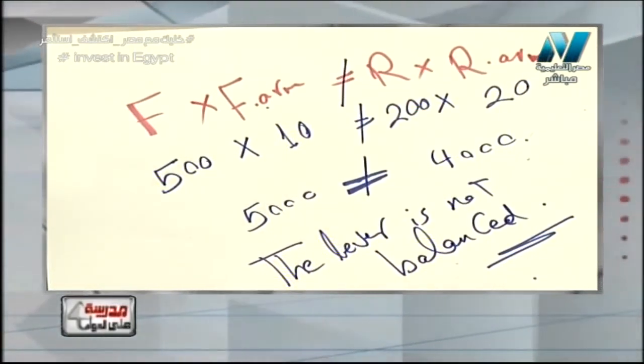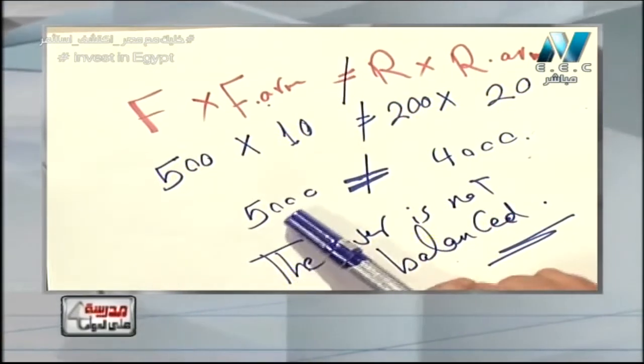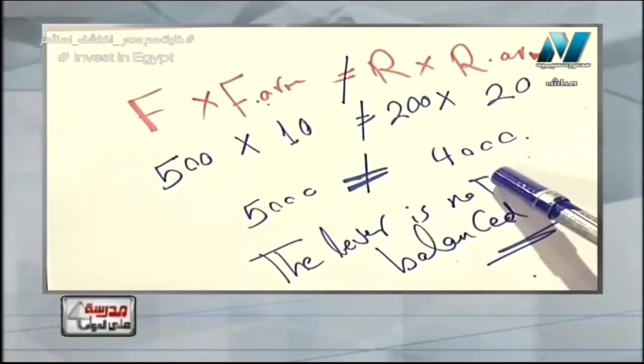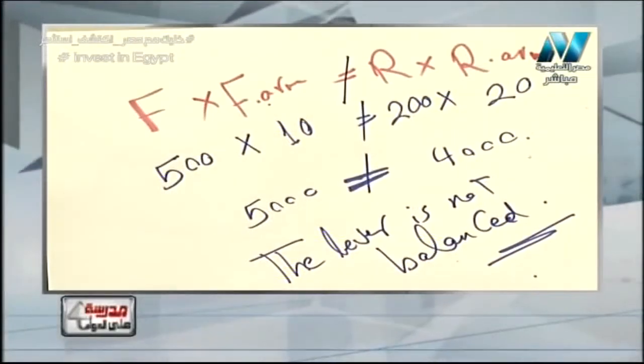If you tell me, Mr., for example here it is 5000 and here also 5000, then I would say the lever here is balanced, and I would remove not and make it balanced. Okay? So again, the lever is balanced or is not balanced here. The lever here is not balanced. Why? Because effort force by effort force arm doesn't equal resistance by the resistance arm.